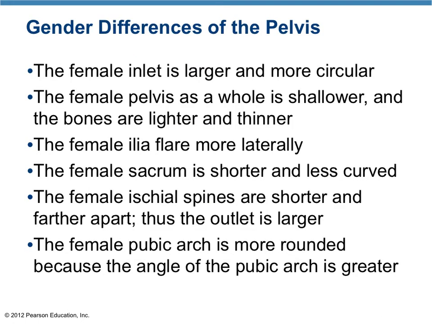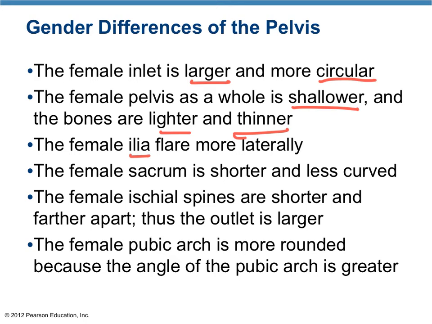There are some gender differences in the pelvis. In females, the inlet is a little bit larger and a little bit more circular, and that's because it forms the birth canal. The female pelvis is also a little bit shallower, and the bones are a little bit lighter and thinner. And the female ilia flare a little bit more laterally. The female sacrum is also a little shorter and less curved so that it doesn't interfere with the birth canal.